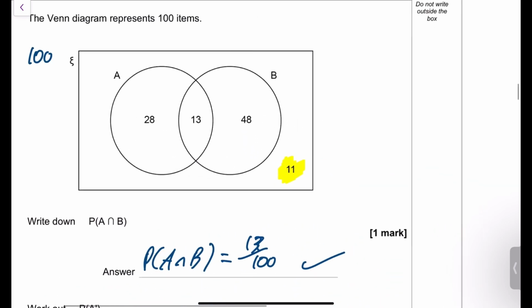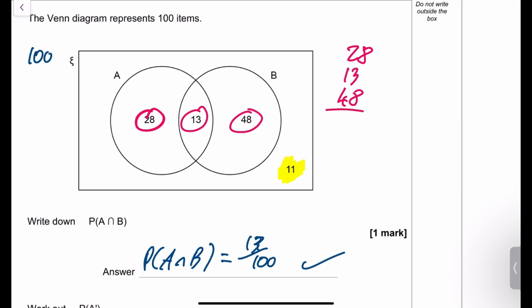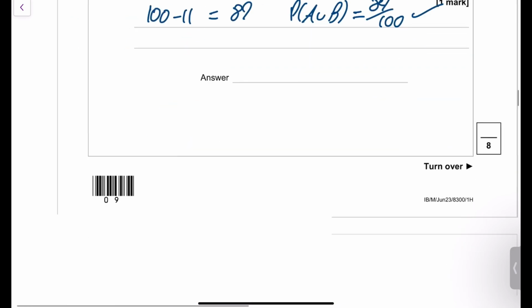Let's just check this. This is just showing you another way of doing it, or I could have just added these three things. So 28 plus 13 plus 48. 8 plus 8 is 16 plus 3 will be 19. Carry my 1. 2 plus 1 is 3 plus 4 is 7 plus 1 is 8. So yes, another way, the probability of A union B is 89 over 100, whichever way you prefer.